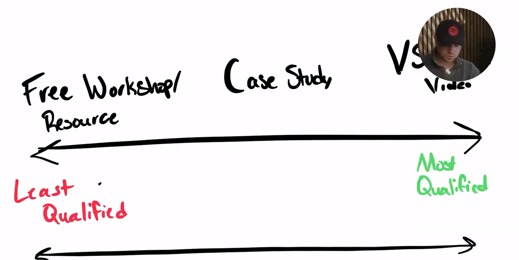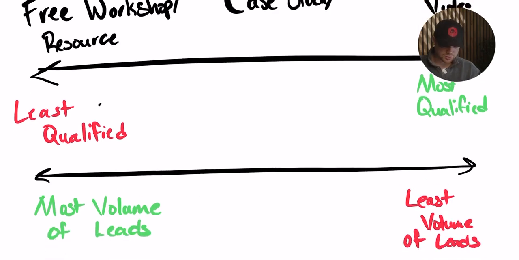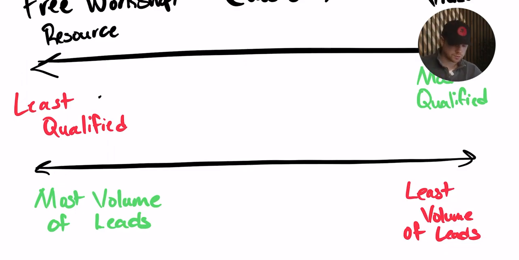Now, the downside, which we're gonna talk about in a second, is you're gonna get the least volume of leads with your VSL or pitch video. You'll get the most volume of leads with your free workshop, and that's because there's just more people who are not necessarily ready to buy anything. People who are ready to buy something are typically the top 3% of people. So you're gonna get lower volume of leads, they may be more expensive, but they're ready to buy, so there are pros and cons to both of those.